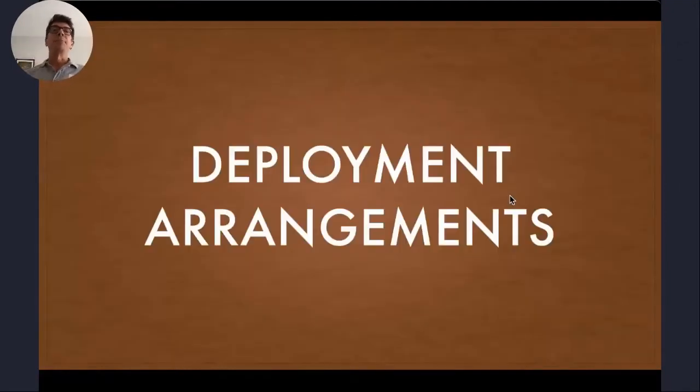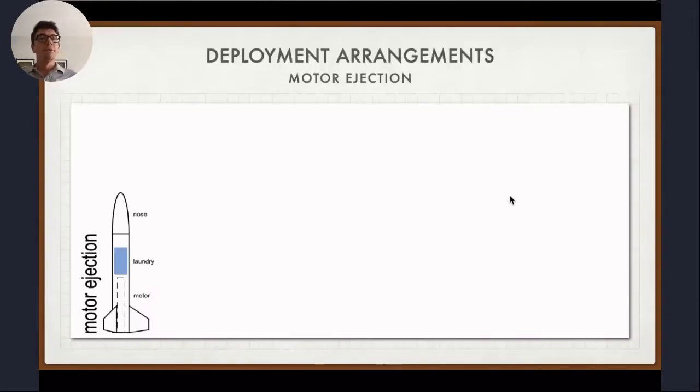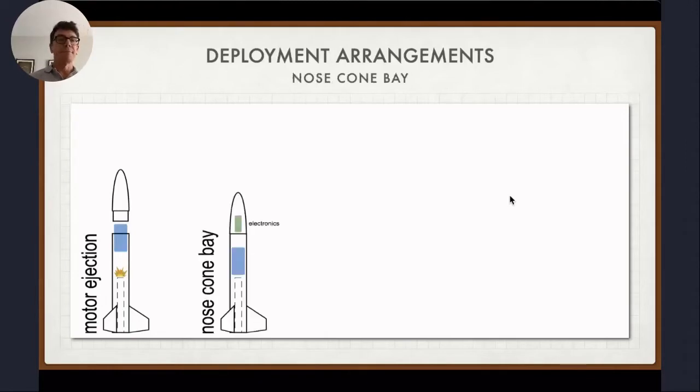So let's talk about, when we move beyond motor ejection, what different arrangements look like. For motor ejection, we basically have our motor, the recovery system in the same tube but forward of the motor, and a nose cone. So this is sort of your simple thing. Motor ejection fires, nose is pushed out, laundry escapes.